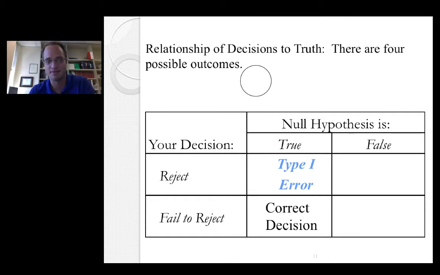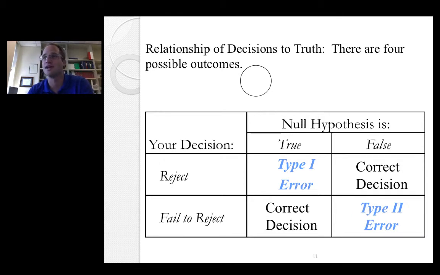We don't accept it, we fail to reject it. You've also made a correct decision when you reject something that's false, right? It's not true, you rejected it, you did the right thing. The type 2 error is when you fail to reject a null hypothesis when it's actually false. You should have rejected it. All right, so that's basically where we'll be in one of these quadrants.